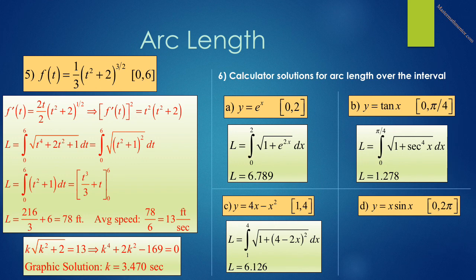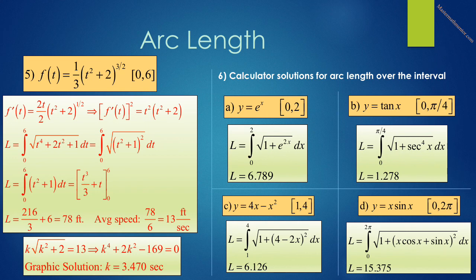In 6c, we're given y equals 4x minus x squared over the interval 1 to 4. The derivative is 4 minus 2x, and therefore the arc length is the integral from 1 to 4 of 1 plus quantity 4 minus 2x quantity squared. There is no need to expand this because we're using the calculator anyhow, and our answer is 6.126.